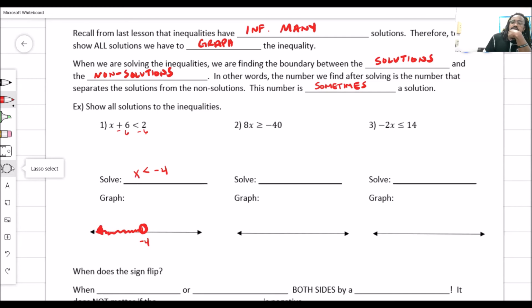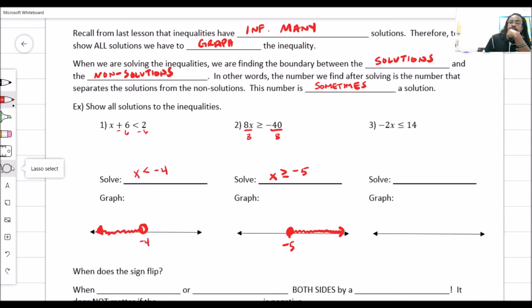Number 2, 8x is greater than negative 40. I'm going to divide both sides by 8. X is by itself then, so I have x is greater than or equal to negative 5. So at negative 5, greater than or equal to tells me to use a closed circle, and then I'm going to go to the right, shade to the right.